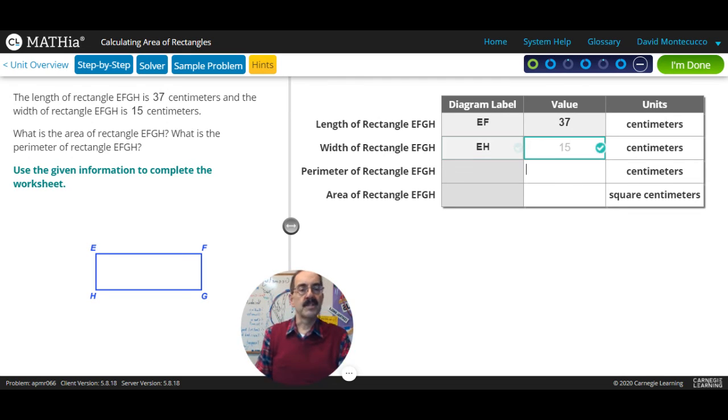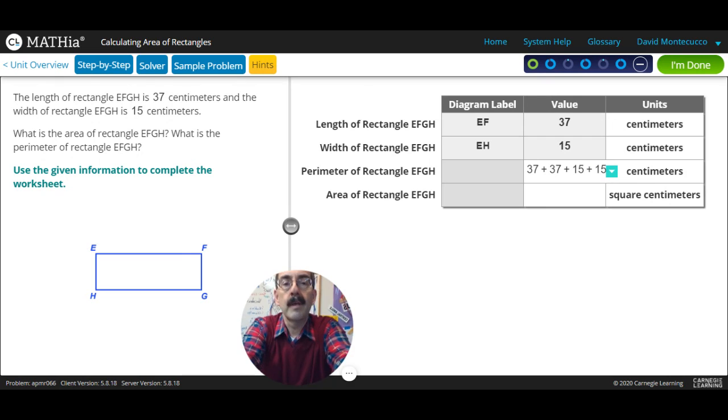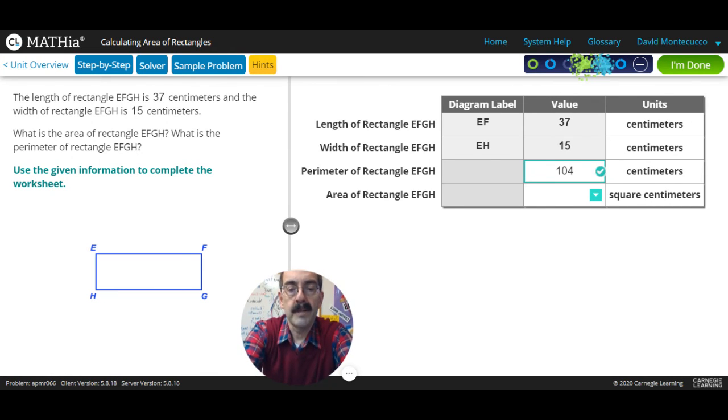Cool. Now we just add them up. 37 plus 37 plus 15 plus 15. Okay, and then 37 times 15, 37, shift 8, 15, enter.